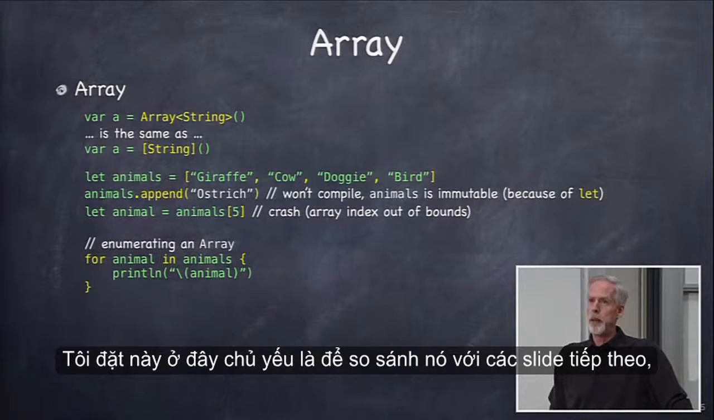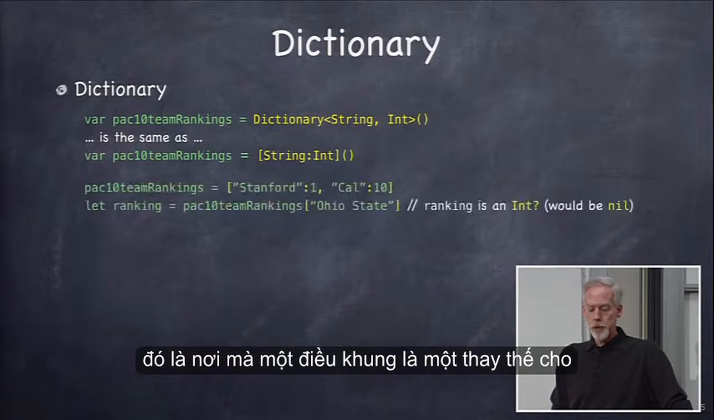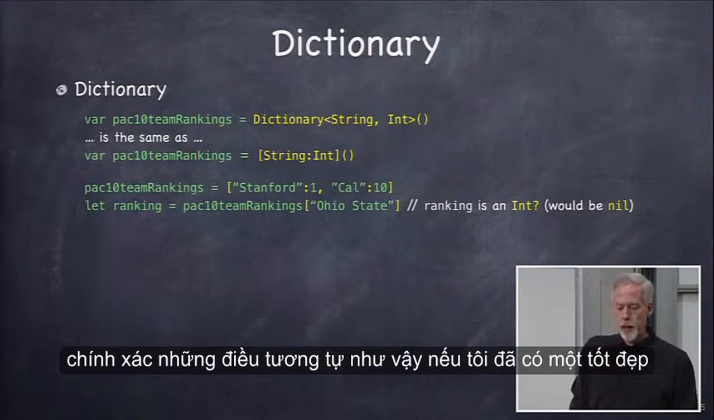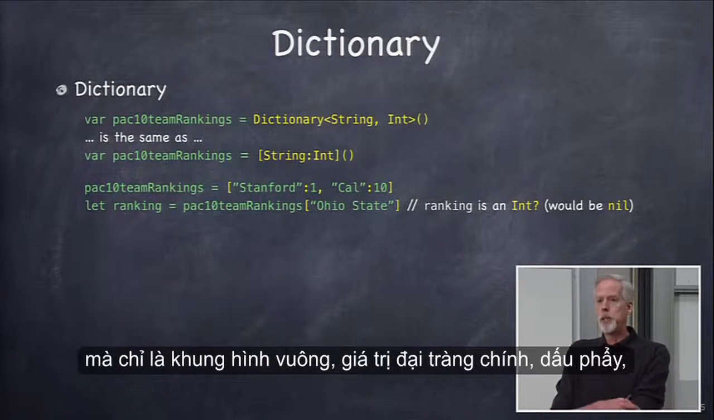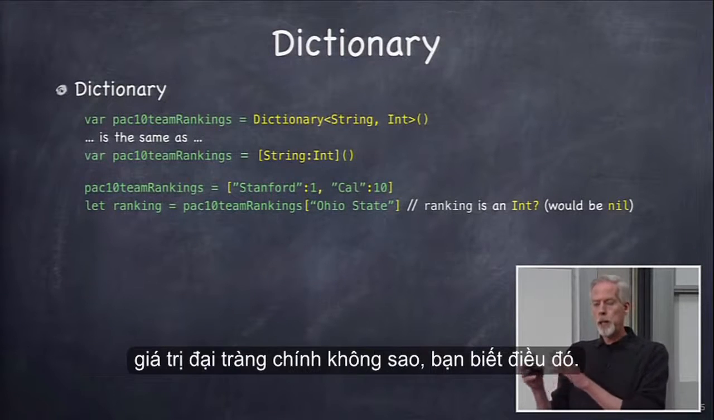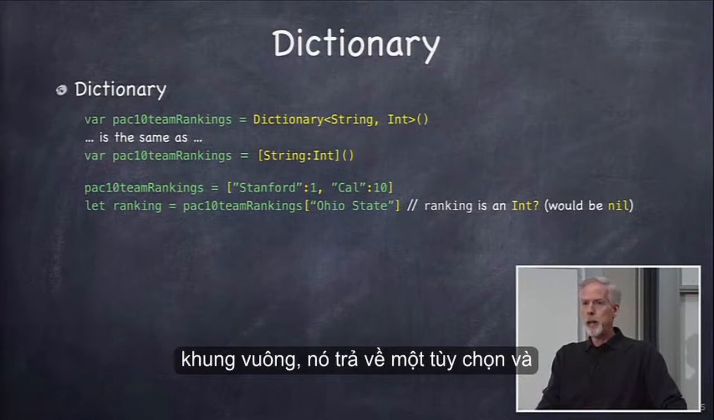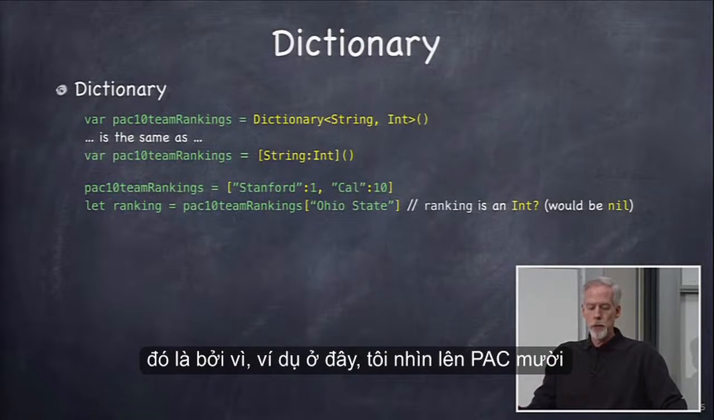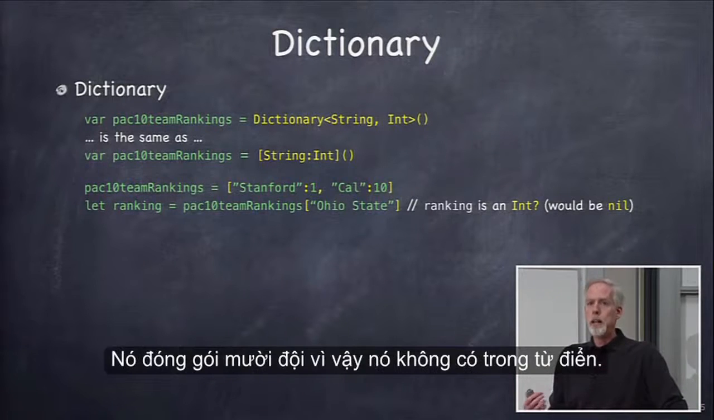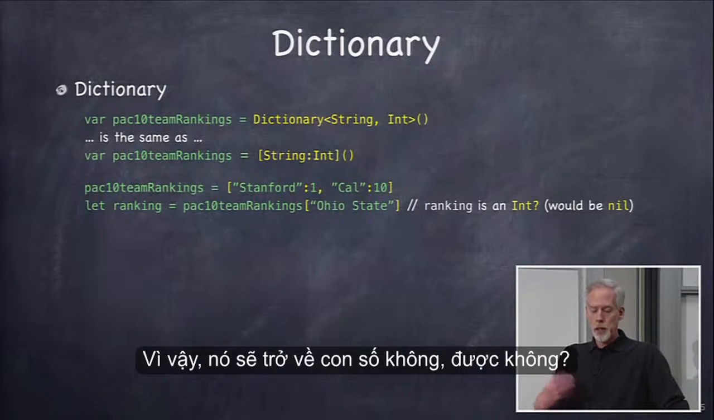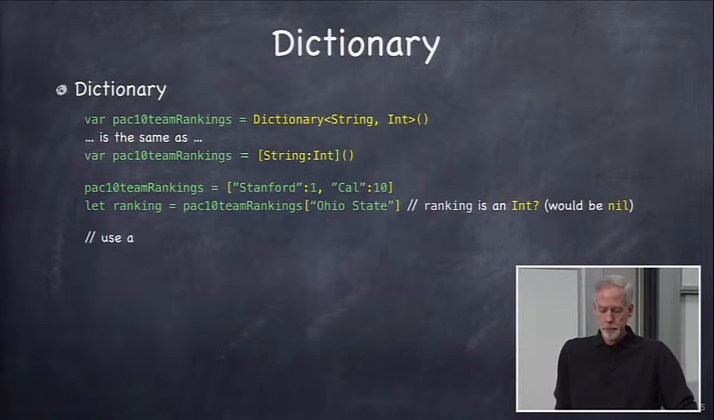I put this here mostly to compare it to the next slide, which is dictionary. So dictionary, again, that square bracket thing is an alternate for the exact same thing. I can create a dictionary using this square bracket notation, which is just square bracket, key colon value, comma, key colon value. You also know that if I access a dictionary with the square brackets, it returns an optional. For example, here I'm looking up Pac-10 team Ohio State. Obviously, that is not a Pac-10 team, so it's not in the dictionary, so it's going to return nil.